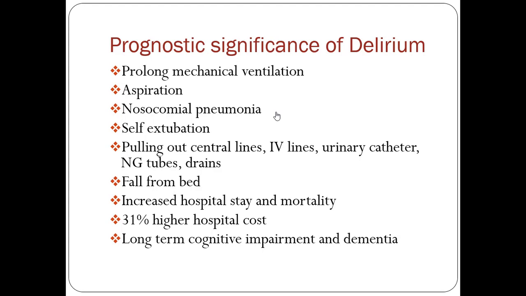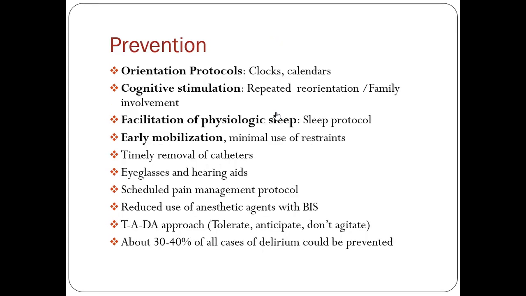All these things can happen and the patient remains delirious and agitated. They can fall from the bed, get more injured, increase hospital stay and mortality, and increase cost to the hospital and to the patient, 31% more cost. Also, when the patient develops delirium in the ICU, there is possible long-term cognitive impairment and dementia. Even after 2 to 3 years, their higher mental function, especially cognitive function, remains impaired after discharge from the ICU. So that's why we must take precautions to prevent and treat delirium.